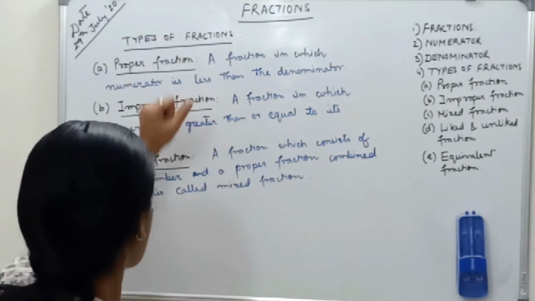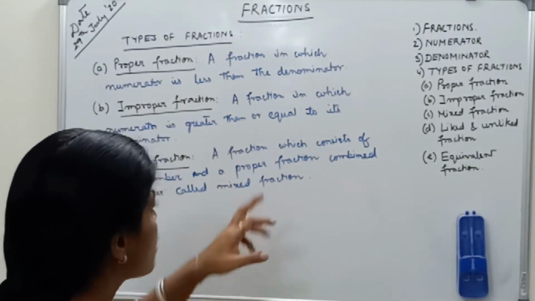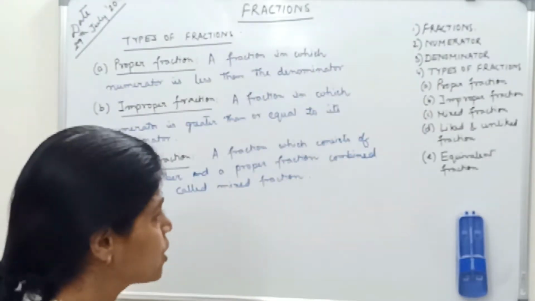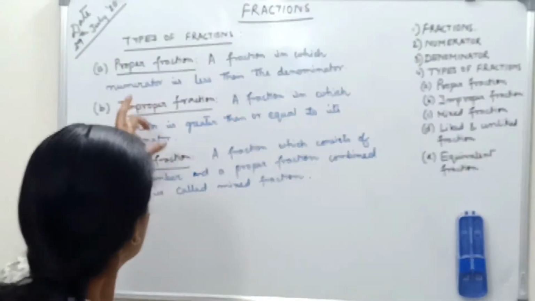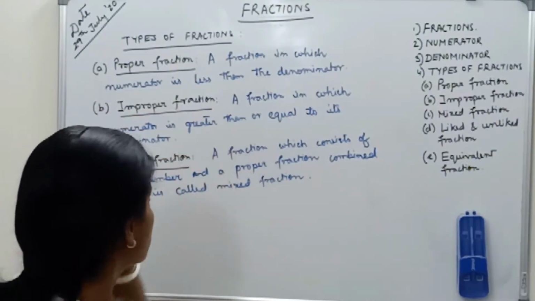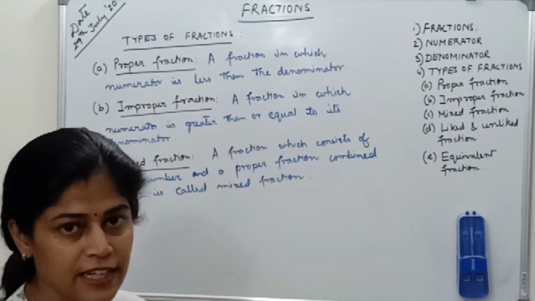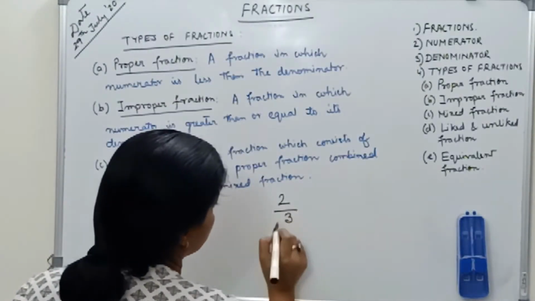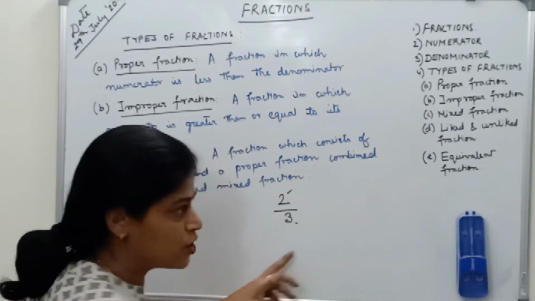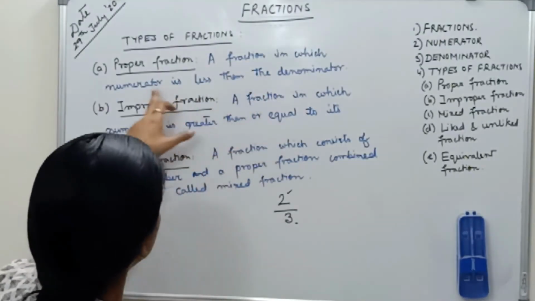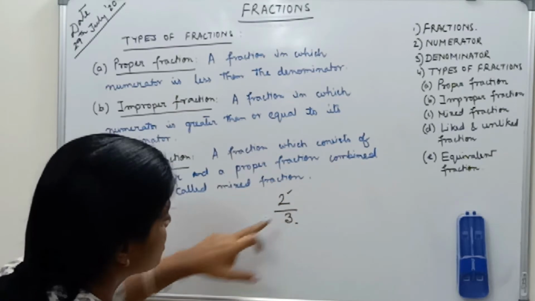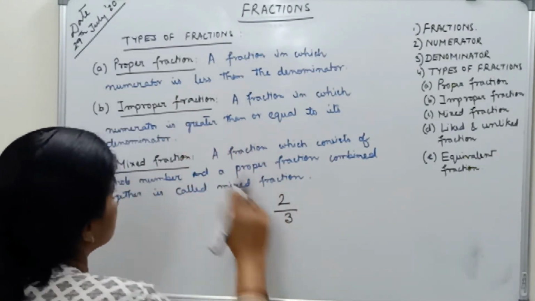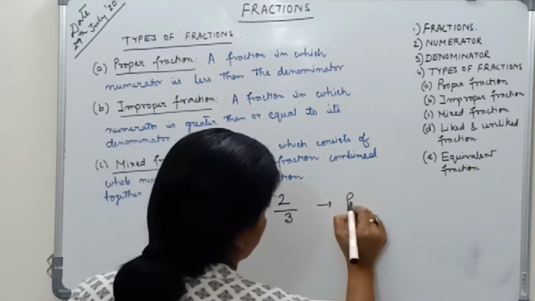Now coming to types of fraction. There are various types of fraction: proper fraction, improper fraction, mixed fraction, like and unlike fractions, and equivalent fractions. Now what is a proper fraction? A fraction in which the numerator is less than the denominator. The numerator, you know, is the upper part. Suppose 2/3. The numerator is 2 and 3 is the denominator. Here 2 is less than 3. So this is a proper fraction.